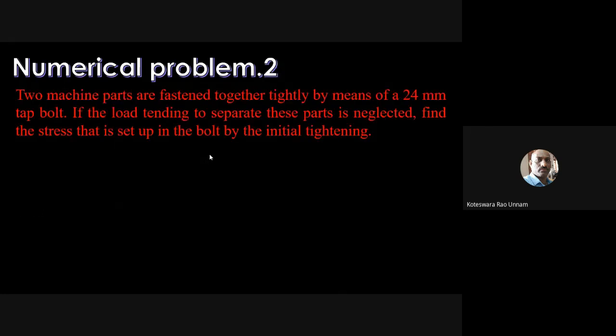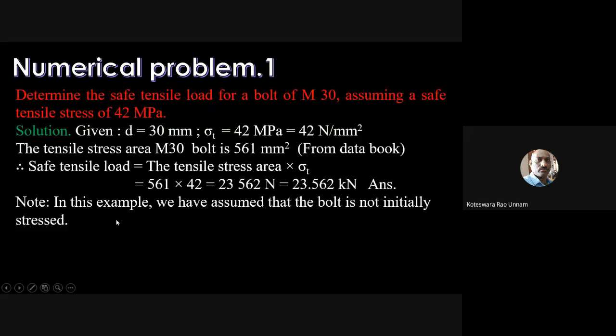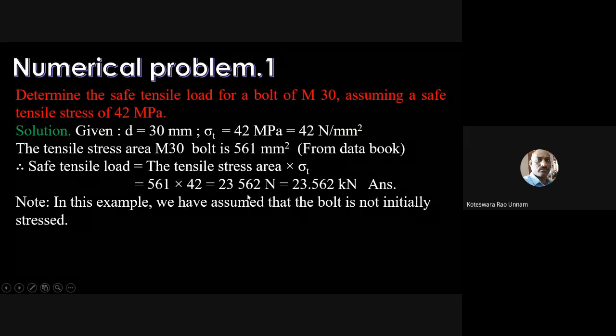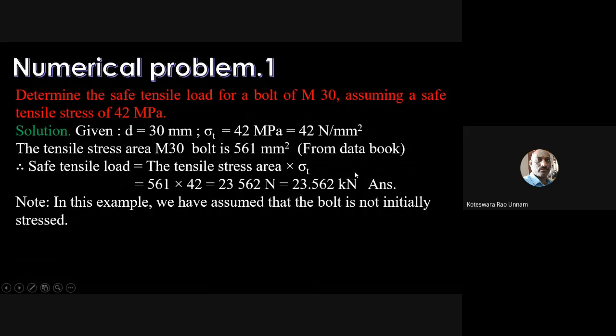Here, this tensile load may be due to initial tightening, or it may be a combined load, or because of both. But if this load exceeds this value, then the bolt will fail. So we don't bother whether this is due to initial tightening or due to external load. We are only finding the safe load for this M30, whether that load is a combination of initial tightening and external load, only initial tightening, or only external load.